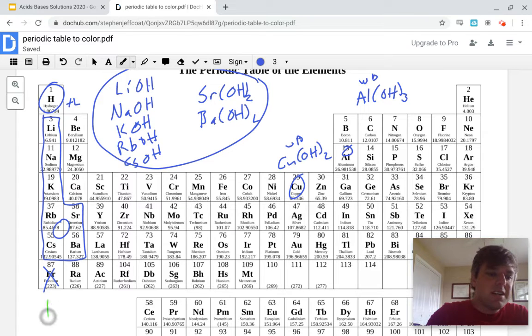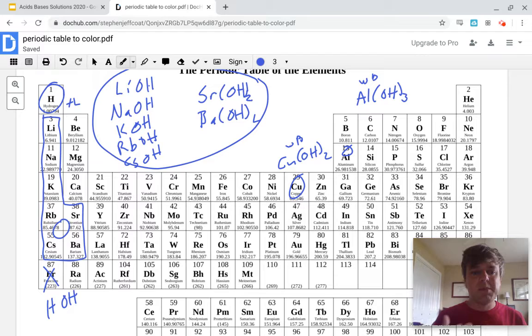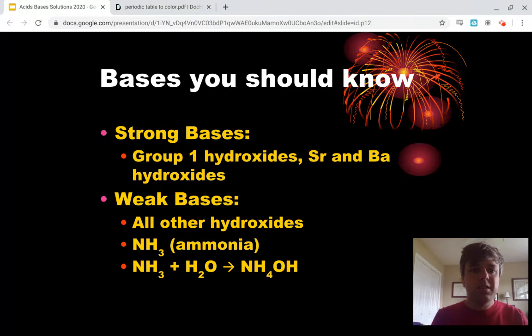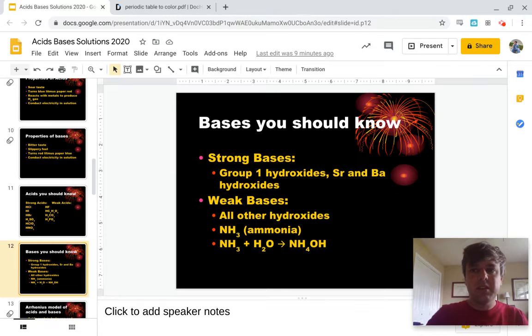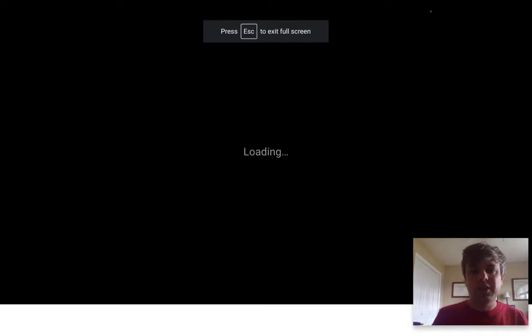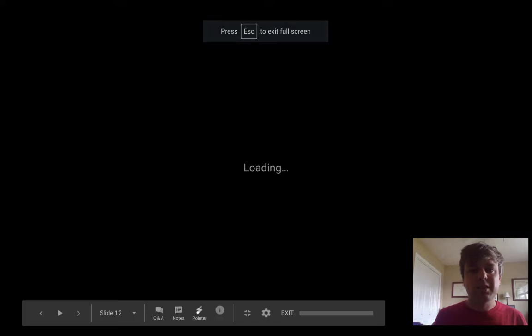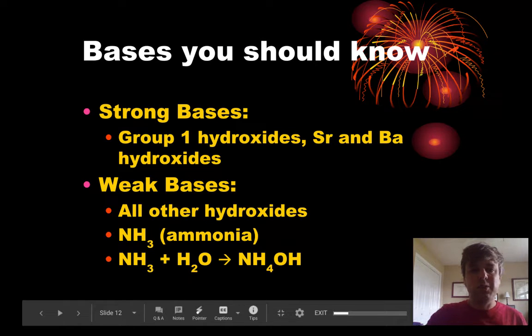Hydrogen hydroxide is also known as water, which, as you're going to see soon enough, is really the fundamental basis of what makes things acids and bases. Because this should be a base, because if we go back to our presentation, bases are hydroxides, right? So our weak bases are all other hydroxides.